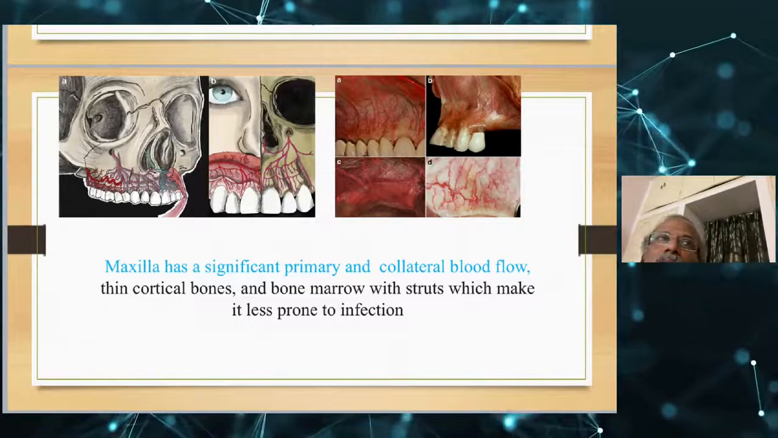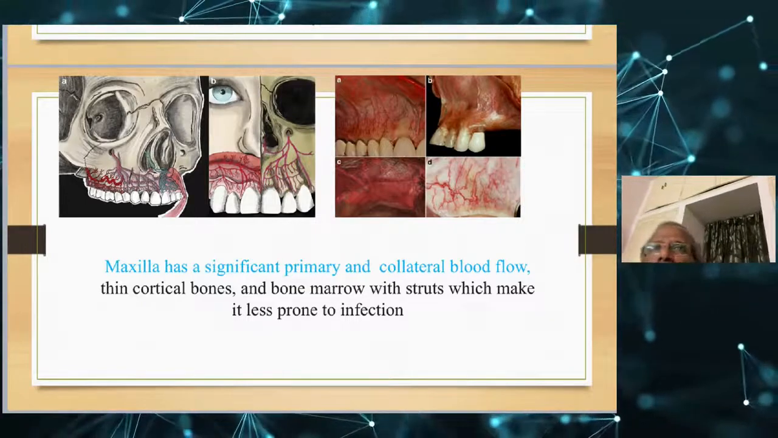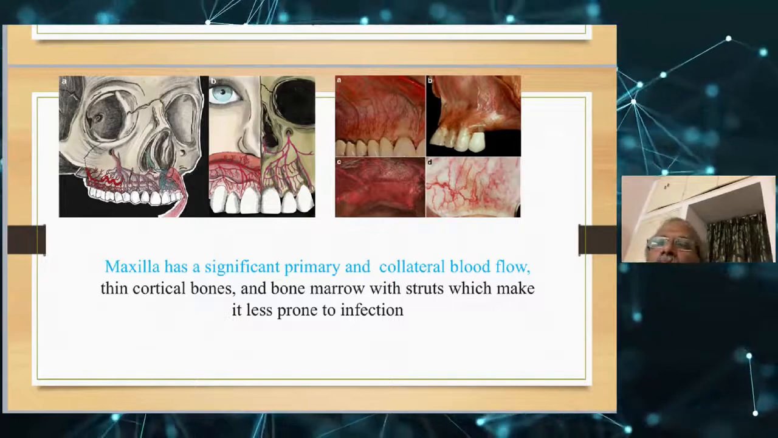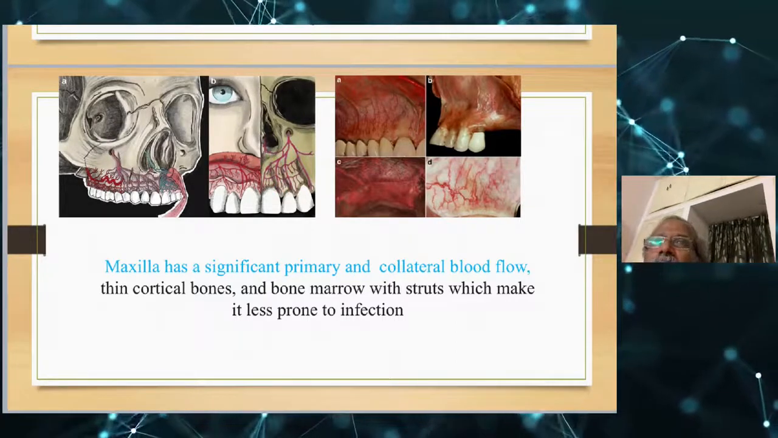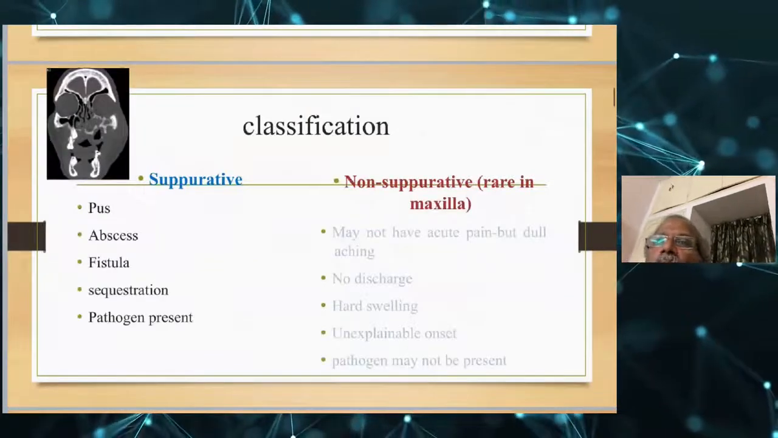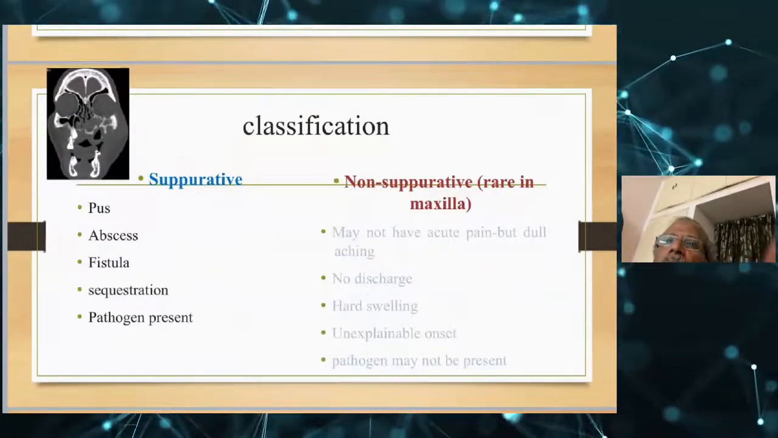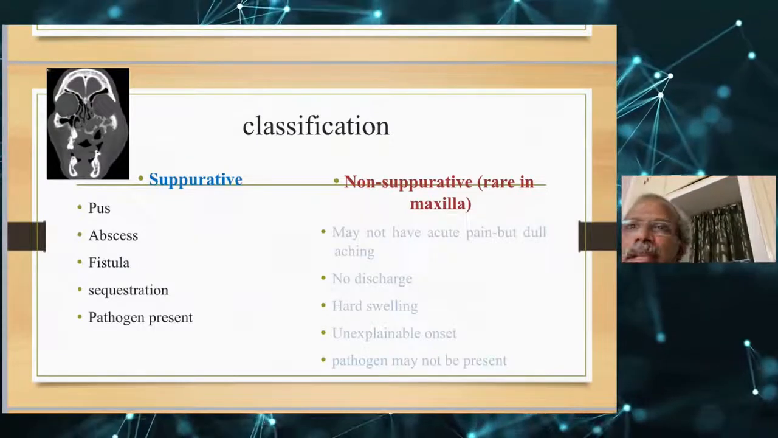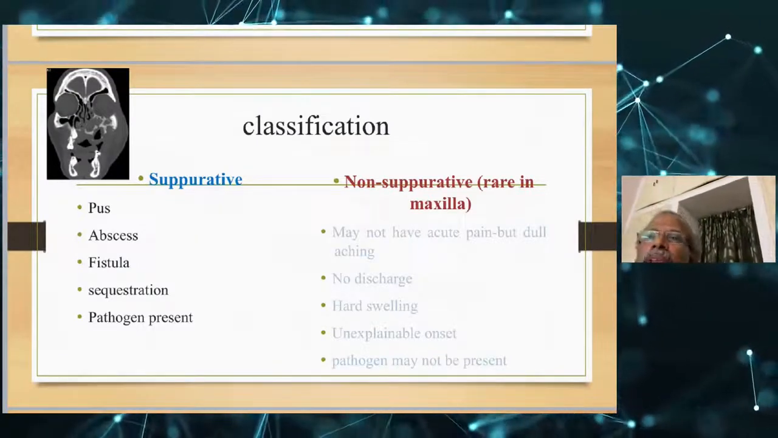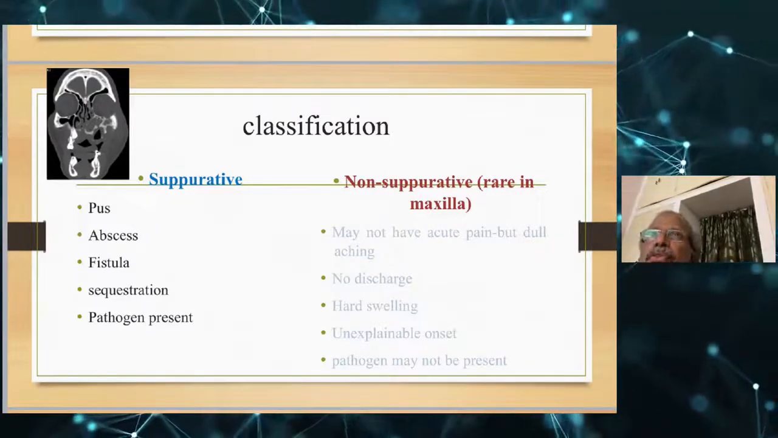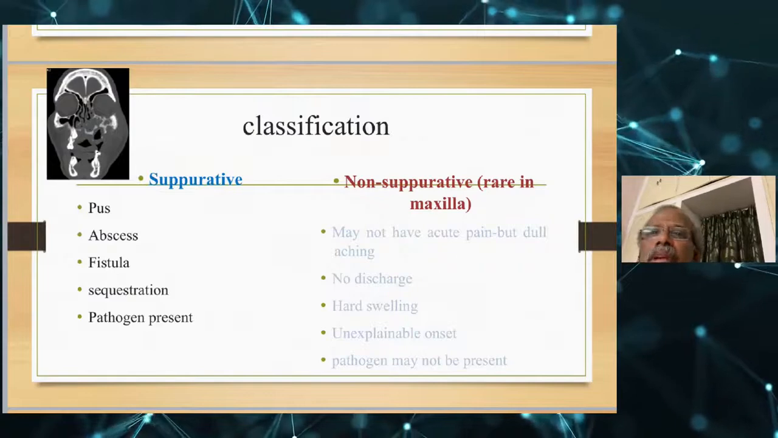But as far as I'm concerned, in the last 30 years of my clinical practice, I can say 90 to 95% of osteomyelitis happened in the mandible rather than the maxilla. Okay, what type of osteomyelitis? What we saw in the maxilla area associated with the sinus is more of a suppurative osteomyelitis. 99% of the cases of osteomyelitis in the maxilla were suppurative.